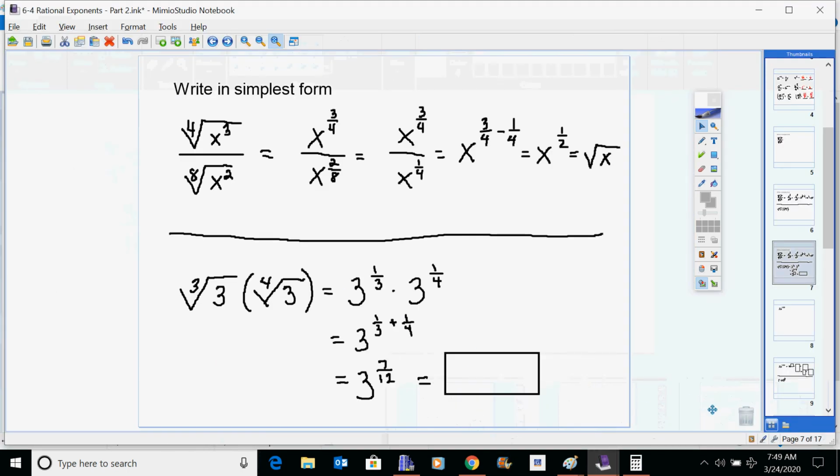7/12 as our exponent, which means our 12 is our index and our 7 is our power. So the 12th root of 3 to the 7th, and we have that.